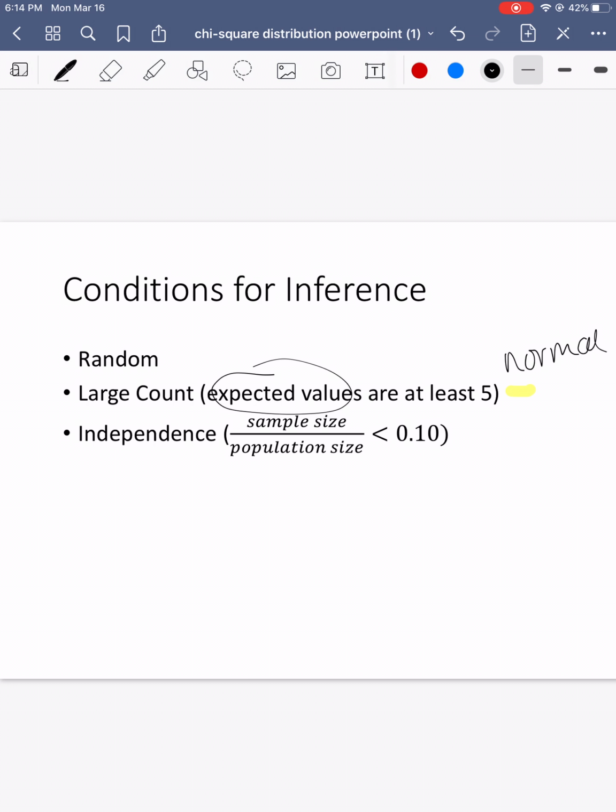So we'll take a look at the normal condition in our example so you get a better idea of what exactly that means.